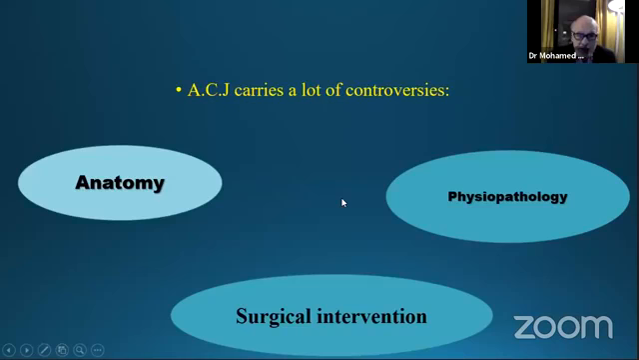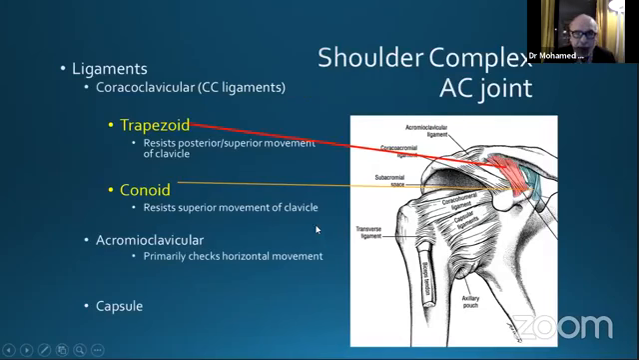The AC joint carries a lot of controversy, and we can call it the joint of controversy: controversy regarding the anatomy, controversy regarding the pathophysiology, and controversy regarding the treatment. As regards the anatomy, I'm not going so deep, but I'm stressing that the acromioclavicular joint is restrained by ligaments, coracoclavicular ligaments, acromioclavicular ligament, and the capsule.